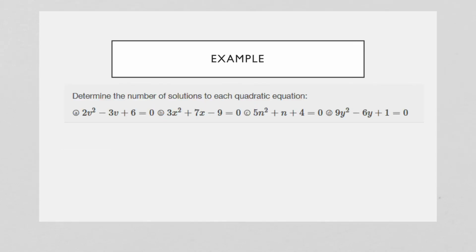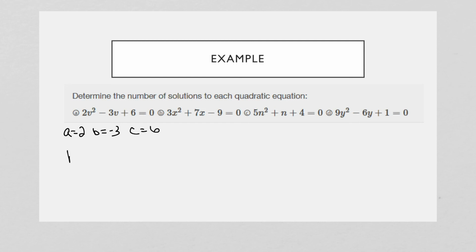So now this page is just saying determine the number of solutions to each quadratic equation. Notice they're not asking us what the solutions are. They're just saying how many solutions are there. Okay, so let's look at A. All right, so let's identify our A, B, and C. Our A is 2, our B is -3, and our C is 6.